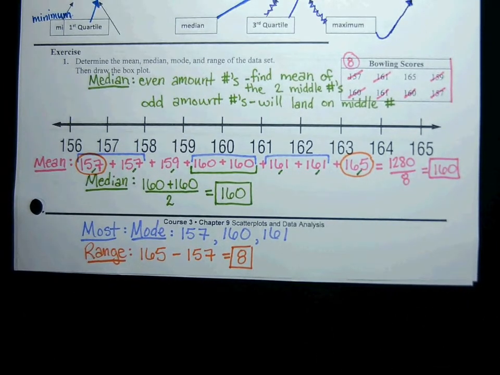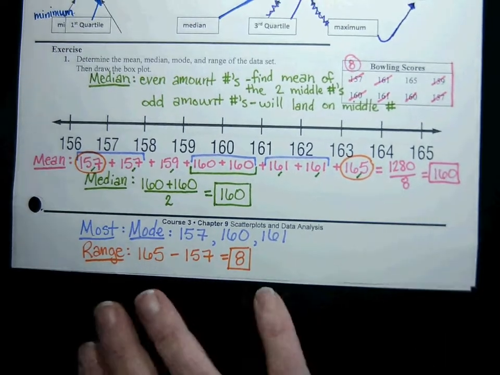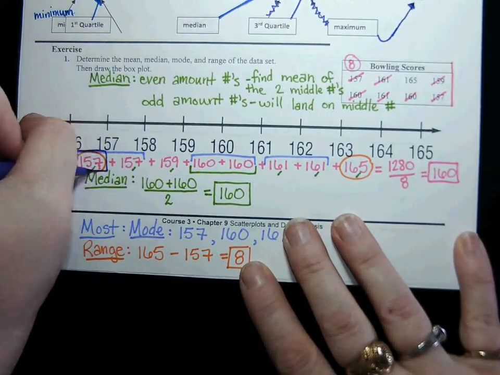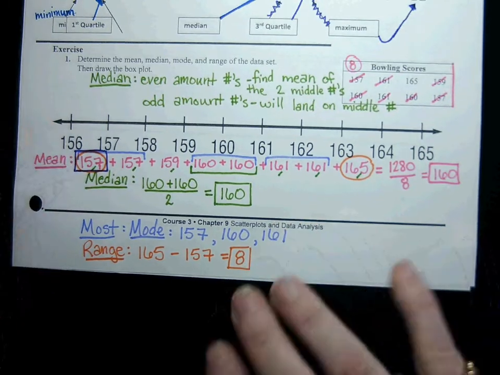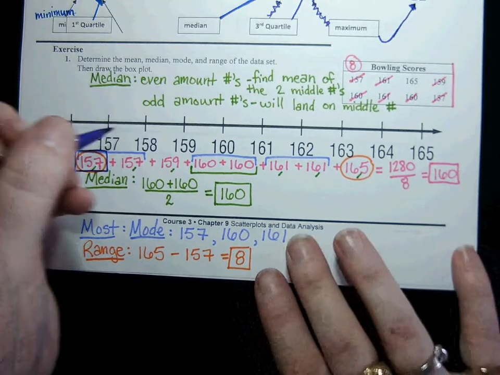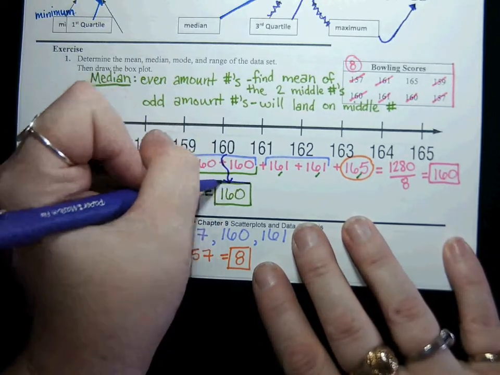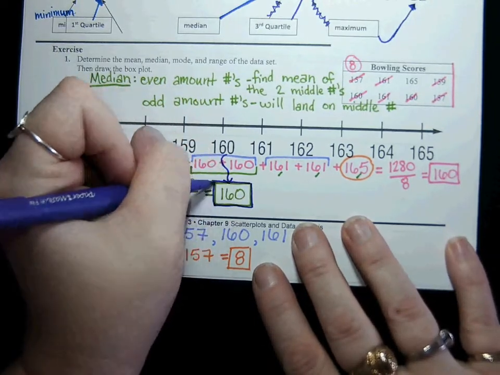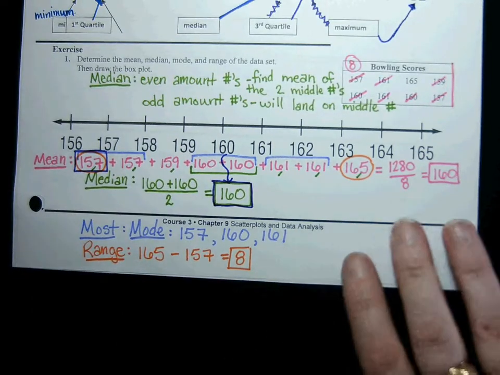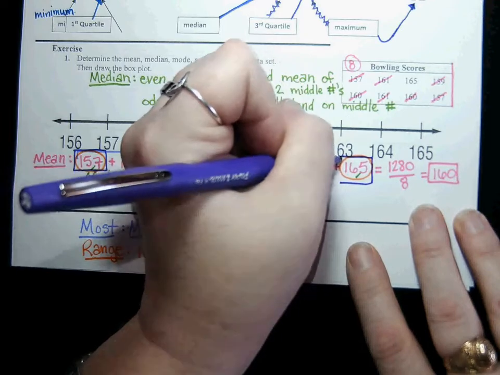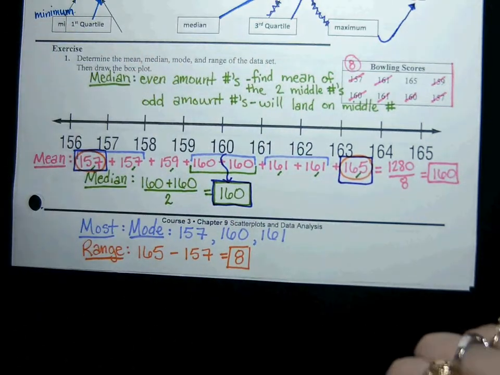Now for a box and whiskers. On the box and whiskers, automatically, I'm going to put a box around my smallest number, a box around my median, which my median split and went right here, and a box around my maximum. Automatically, I can go ahead and label those.